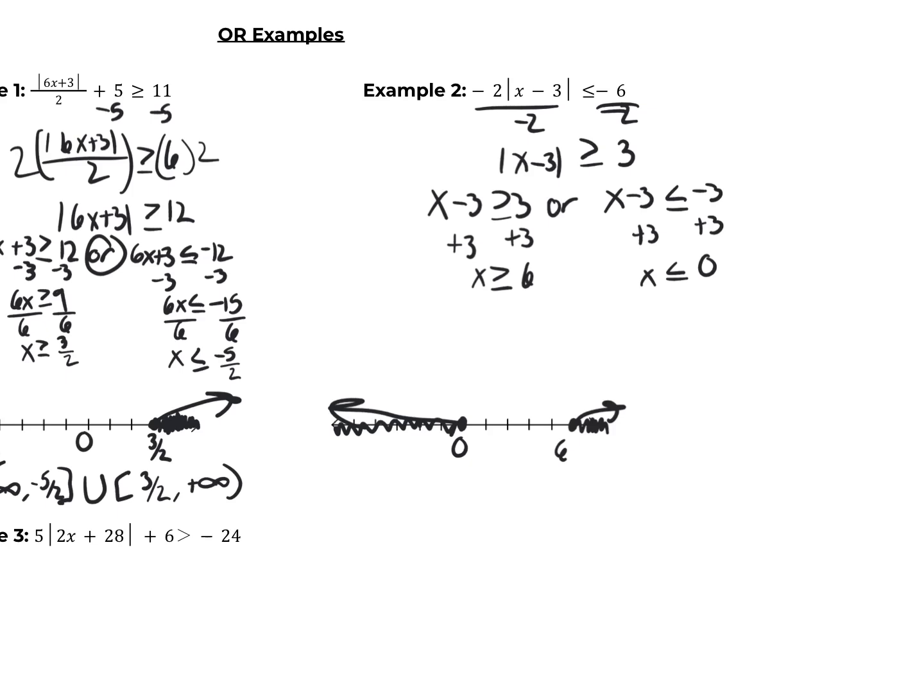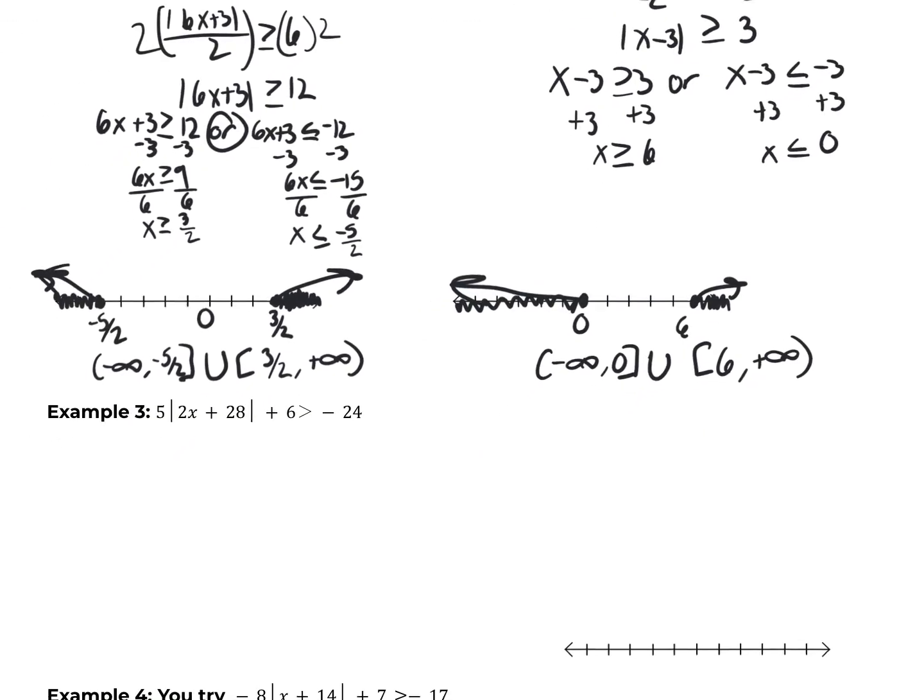And in interval notation, that would be negative infinity. We have a closed circle at 0, so we have a bracket, a gap between 0 and 6. Then we have a bracket, 6, comma, positive infinity, close the parentheses, and that's it.